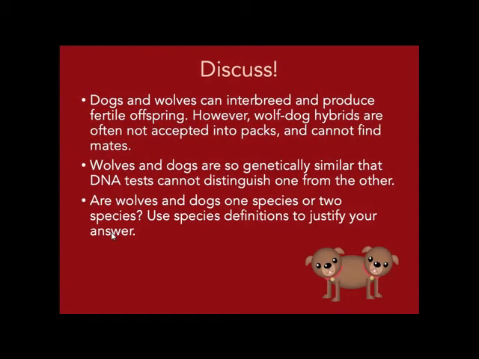So here's an example. Dogs and wolves can potentially interbreed and produce fertile offspring. However, the wolf-dog hybrids are often not accepted into packs and can't find mates. Wolves and dogs are also so genetically similar that DNA tests cannot distinguish one from the other. Would you say that wolves and dogs are one species or two species? Use species definitions to justify your answer.